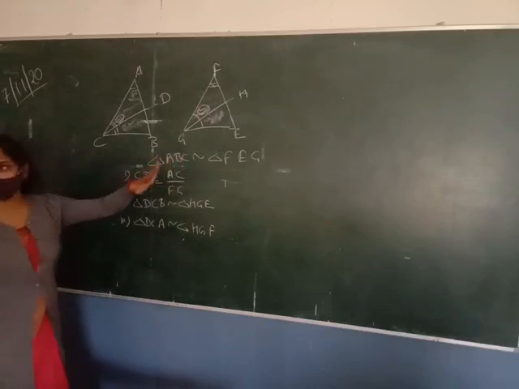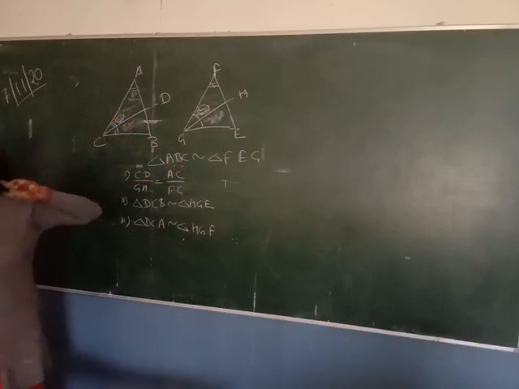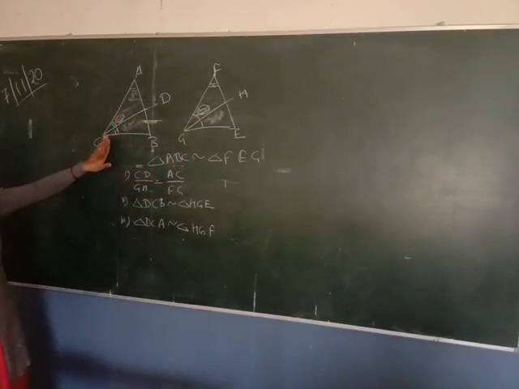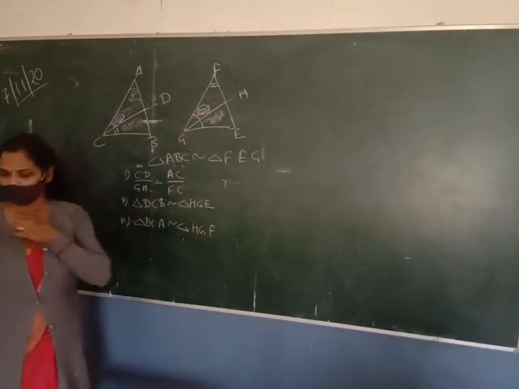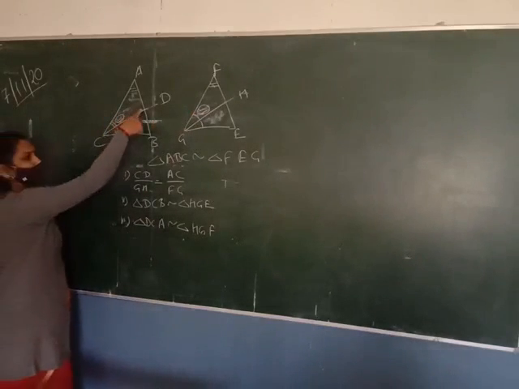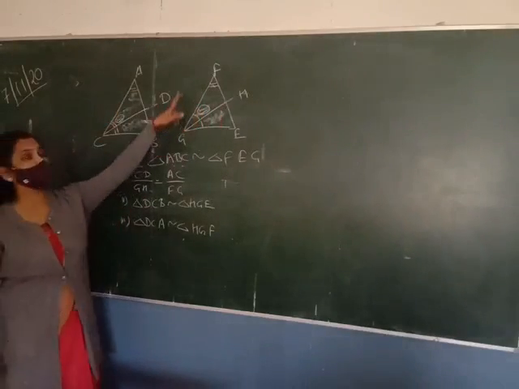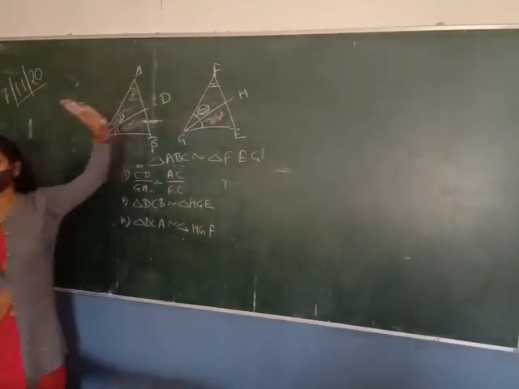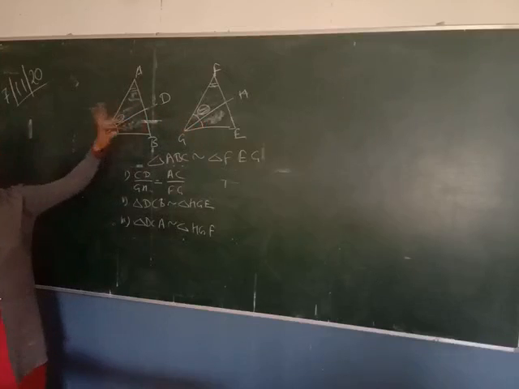In the question it is given that ABC and FAG are the two triangles. CD and GH are the angle bisectors of these triangles. Now in the first part you have to prove that CD upon GH is equal to AC upon GF. If you want to prove that the ratio of these sides is equal, it means you have to prove which triangles similar?